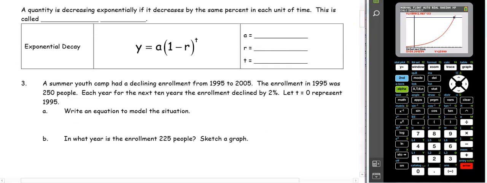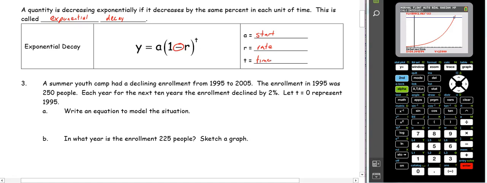So remember, when a quantity is decreasing exponentially, we're going to call that exponential decay. And the only difference in an exponential decay model is that it's a subtraction in the parentheses instead of a plus. But the variables still stand for the same thing. So a is still our start value, r is still our rate, and t is still our time.